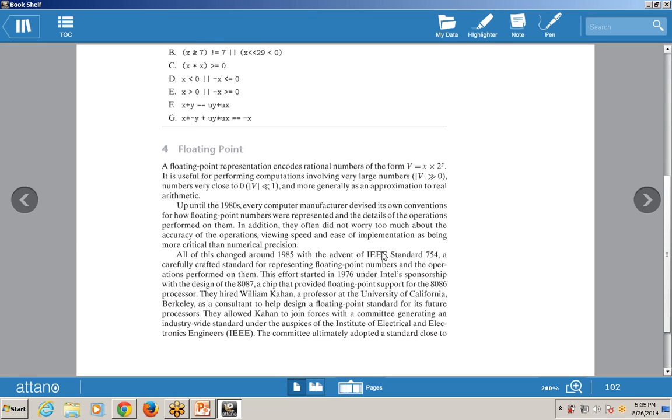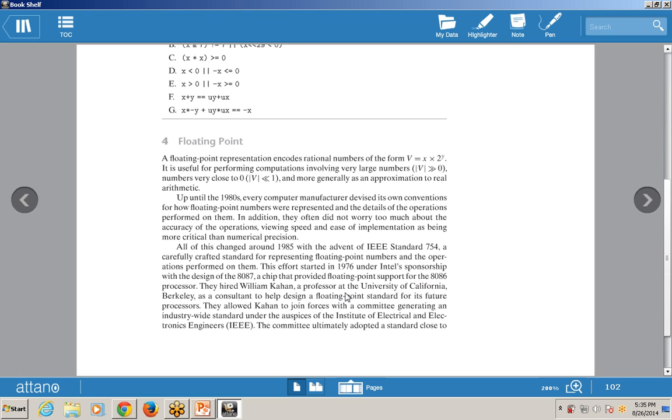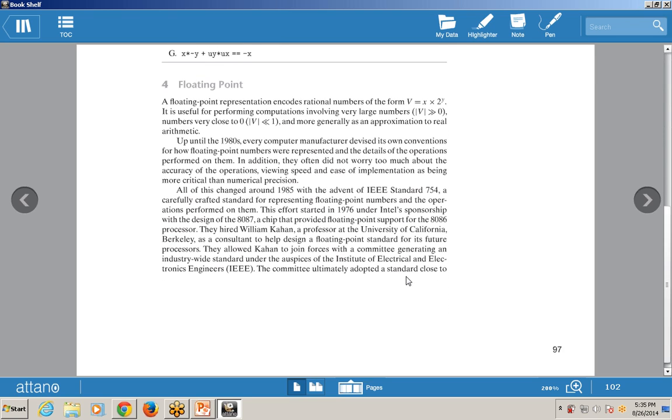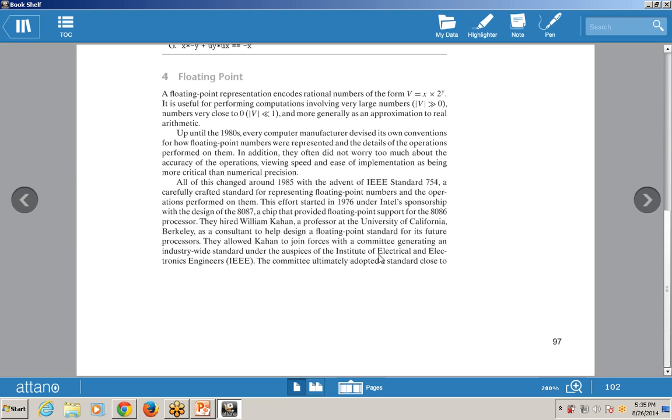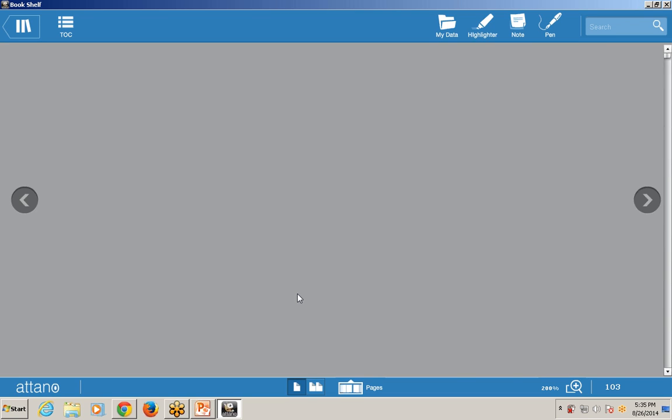This is a floating point. As you see, this is IEEE 754, a carefully crafted standard for representing floating point numbers and operations performed on them. And the full form is Institute of Electrical and Electronics Engineers.